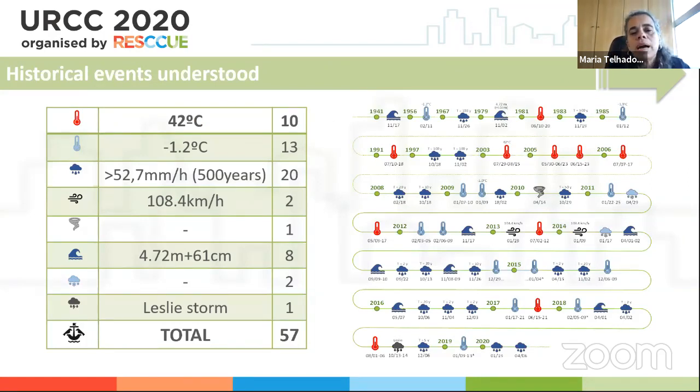Another important remark to include in our process was understanding historic events. It was important to know what happened, to remind us what happened, in order to increase urban resilience. Here we have 57 meteorological events that occurred in the city with relevant cascading impacts for the function of the city.